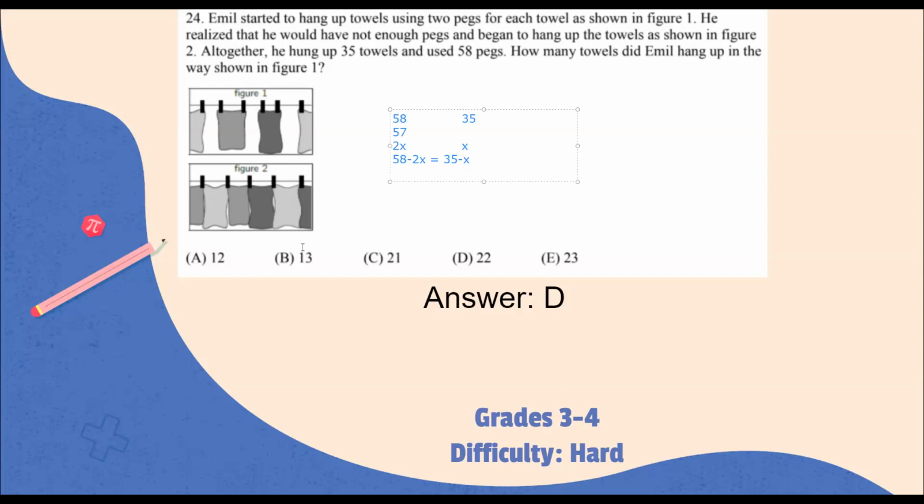So that would mean x equals 58 minus 35, which is 57, wait. 57 minus 35, which is equal to 22. Does everyone have that?